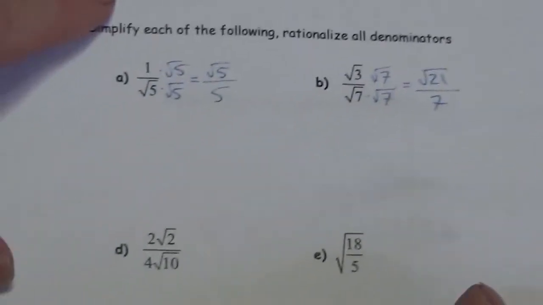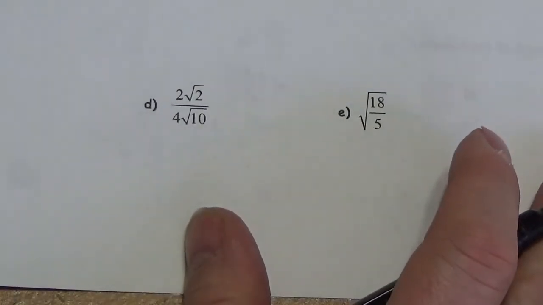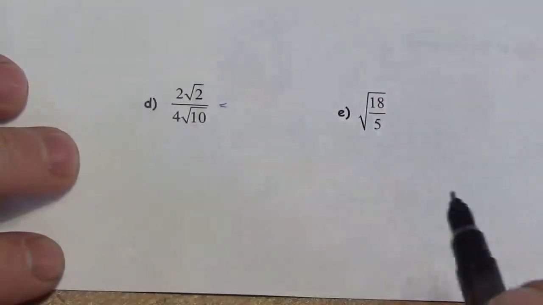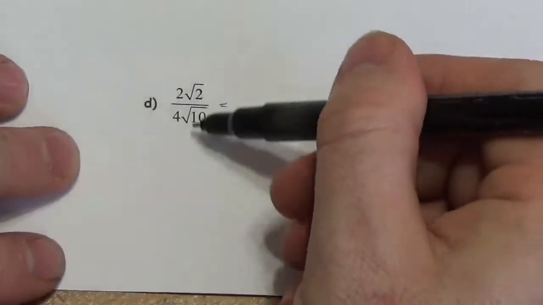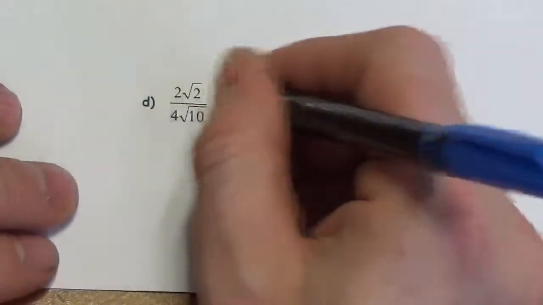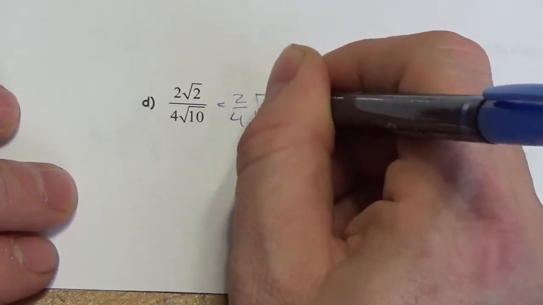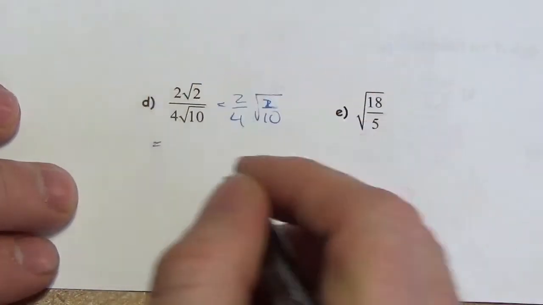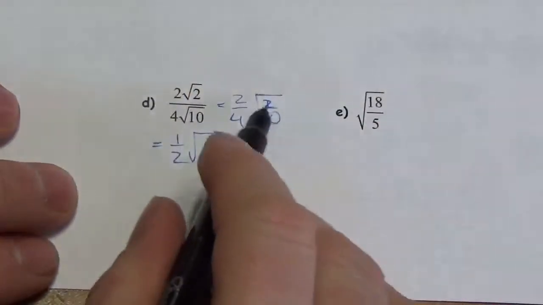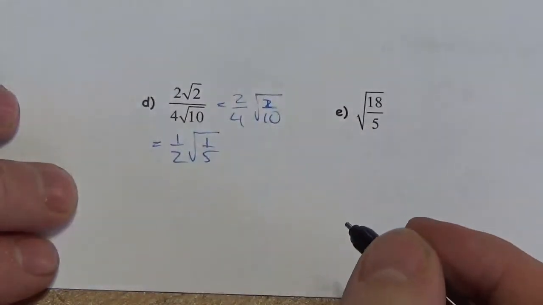Let's take a look at another one. Okay, 2 root 2 over 4 root 10. Well, first of all, I can see that there's some relationship between the coefficients, but there's also a relationship between the radicals. Let's deal with that first. So this is like 2 over 4 and root 2 over 10. So 2 over 4 is simply 1/2. And then the square root of 2 over 10 is the square root of 1/5.